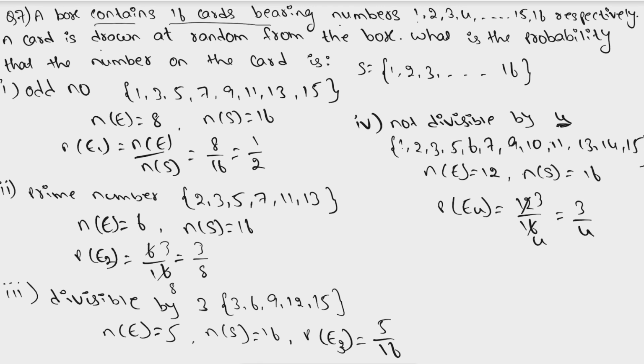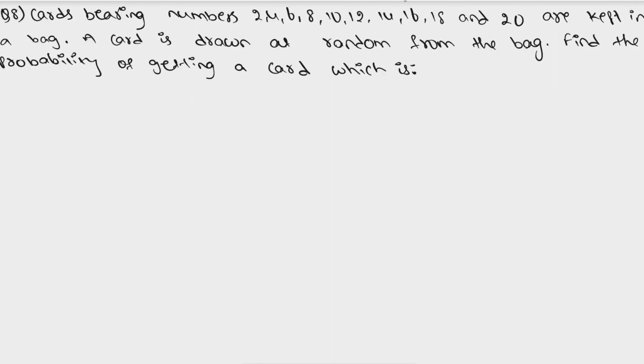This is our question number 7. So here we have our question number 8. We have cards bearing numbers 2, 4, 6, 8, 10 up to 20. Here we have only even numbers, which are kept in a bag, and a card is drawn at random from the bag. We need to find the probability. Same as before, first we'll write the sample space, which is 2, 4, 6, 8, 10, 12, 14, 16, 18 and the last one is 20. The number of elements in the sample space is 1, 2, 3, 4, 5, 6, 7, 8, 9 and 10. So there we have 10 elements in the sample space.